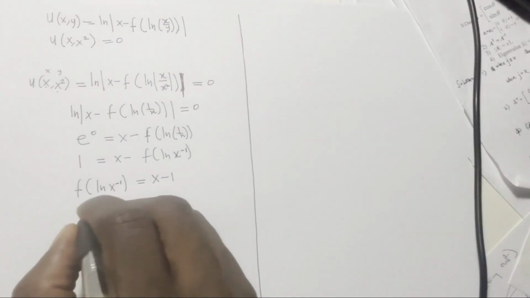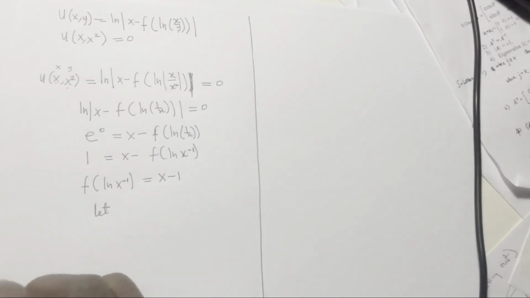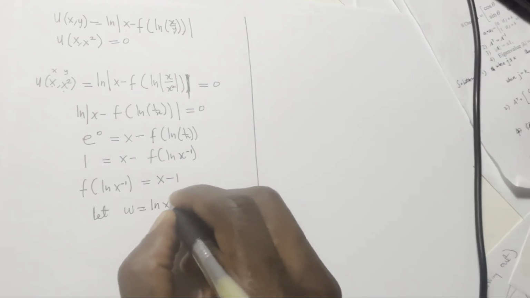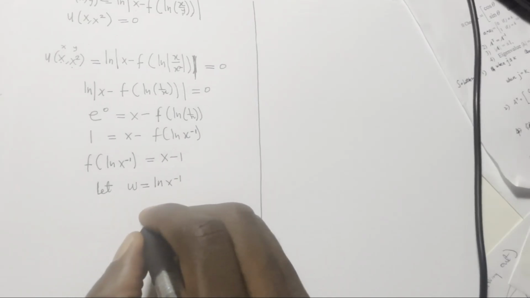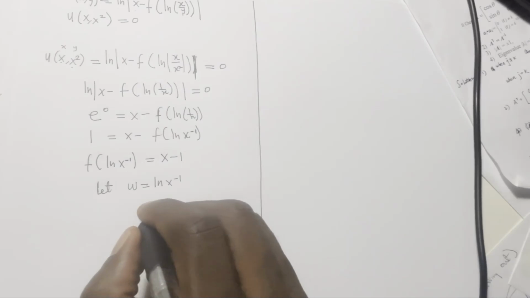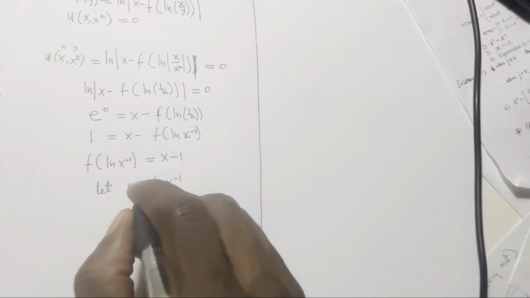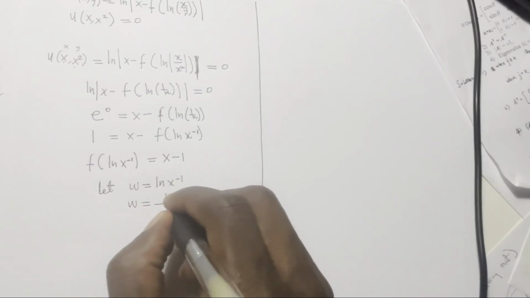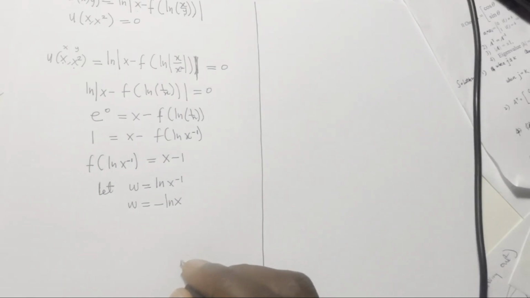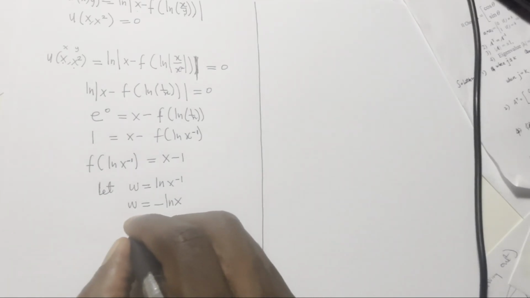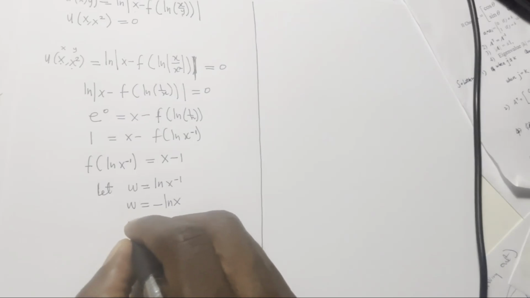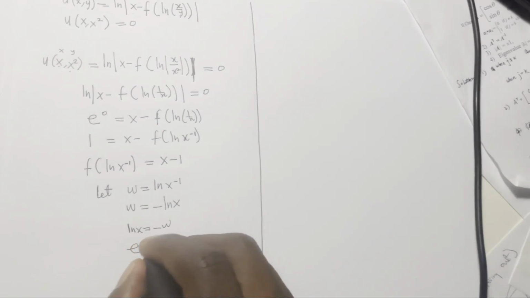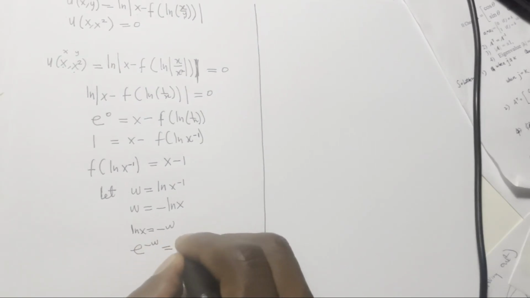So we have, let w be equal to natural log of x to the power negative 1. So if we simplify this, we have w is equal to negative natural log of x, and then we have natural log of x is equal to negative w, and then we have e to the power negative w is equal to x.